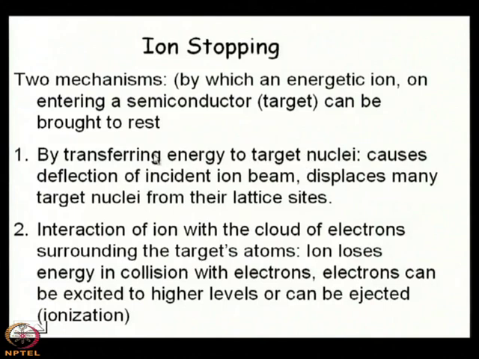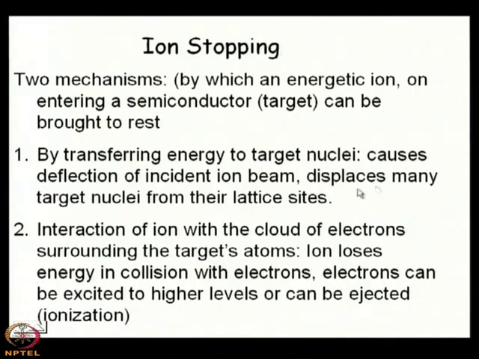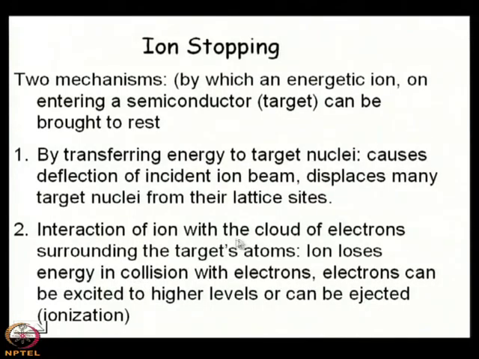So, one thing is that by transferring energy to target nuclei, it will cause deflection of the incident beam. The beam was in this direction, but there was a deflection theta, so now the beam is going at an angle theta with its original direction. It also displaces many target nuclei from their lattice sites. Obviously, because the energy is very high, you can expect this type of situation during ion implantation. Another is the interaction of the ion with the cloud of electrons surrounding the target's atom.